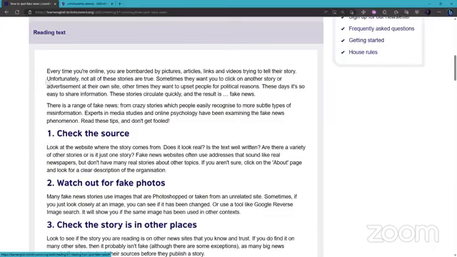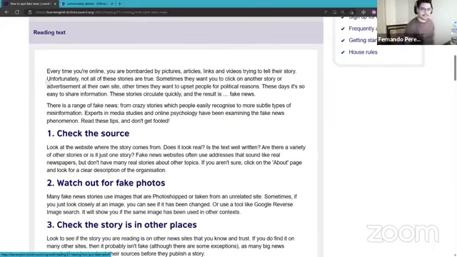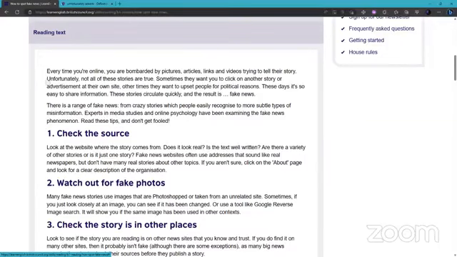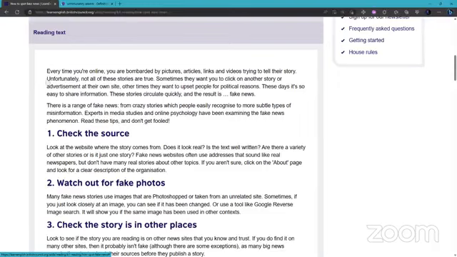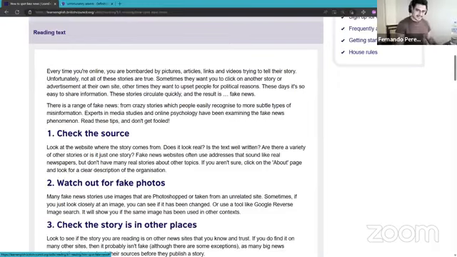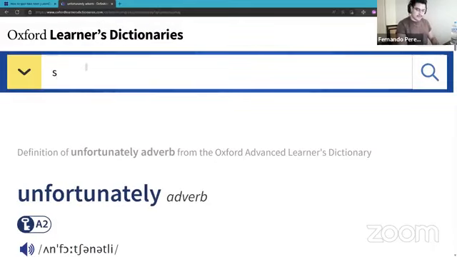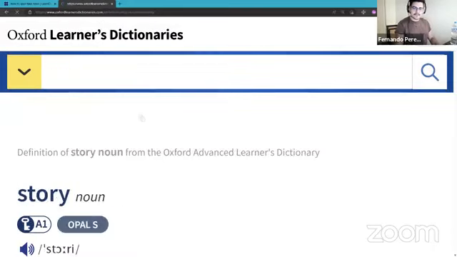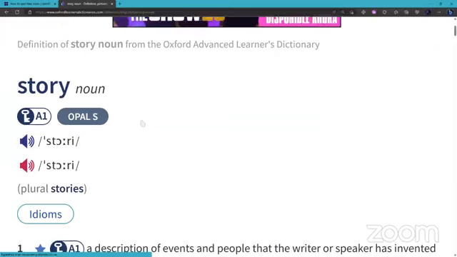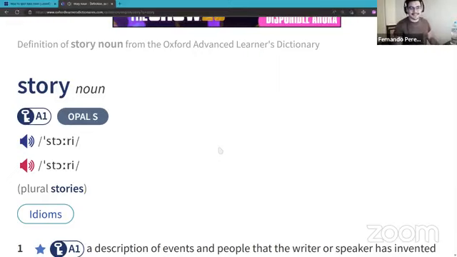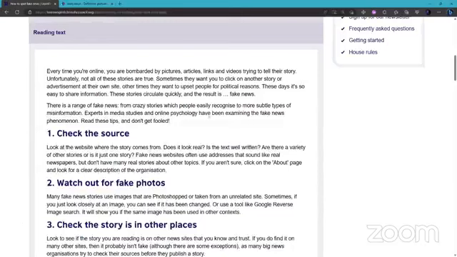Continue. Unfortunately, not all of these stories are true. Sometimes they want you to click on another history. It doesn't say history. History is different. Another story. Like the movie with Woody and Buzz Lightyear. Exactly. It's Toy Story, not Toy History. So one more time.